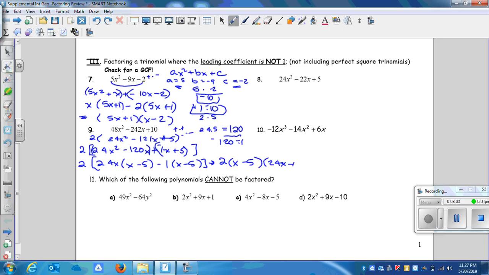minus 1. Just a little hint on number 10 when you get to it. It's a good idea when you take out the greatest common factor to also take out a negative. It's easier to factor when your leading coefficient is positive.